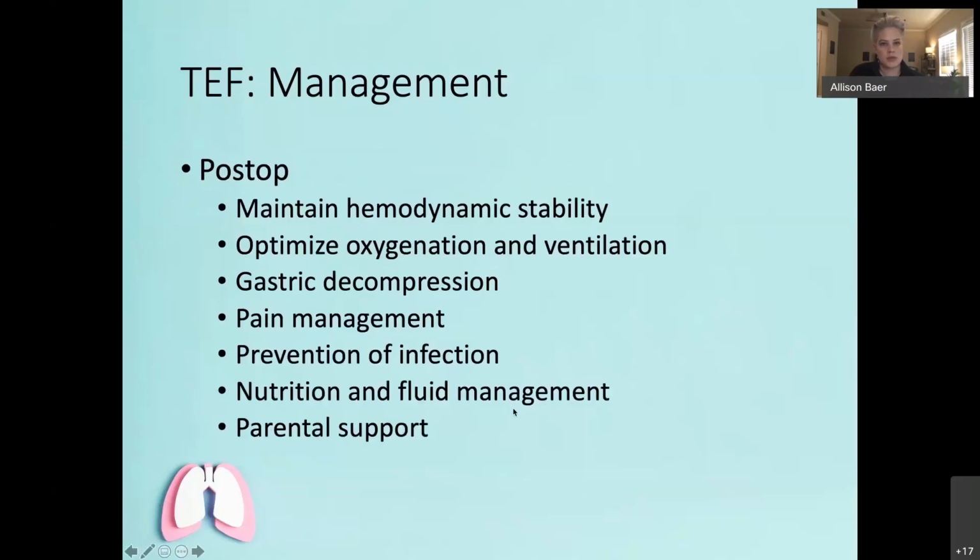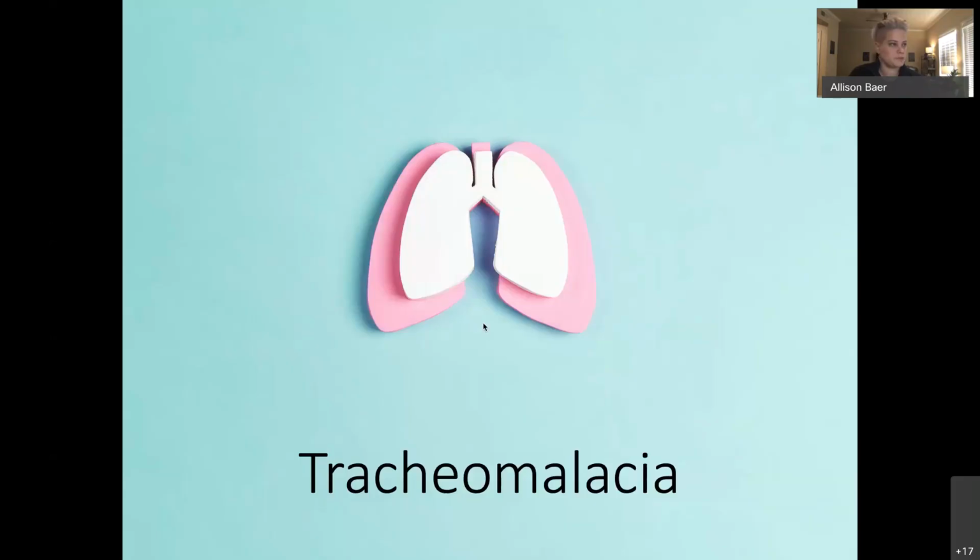All right, post-op, this is kind of standard post-op care, gastric decompression. You're going to let that all heal up before you start. They're still going to be on IV fluids and TPN for a while till it gets healed up, and then some kind of feeding tube can allow for enteral feeding. Pain management, infection prevention, all that good stuff.